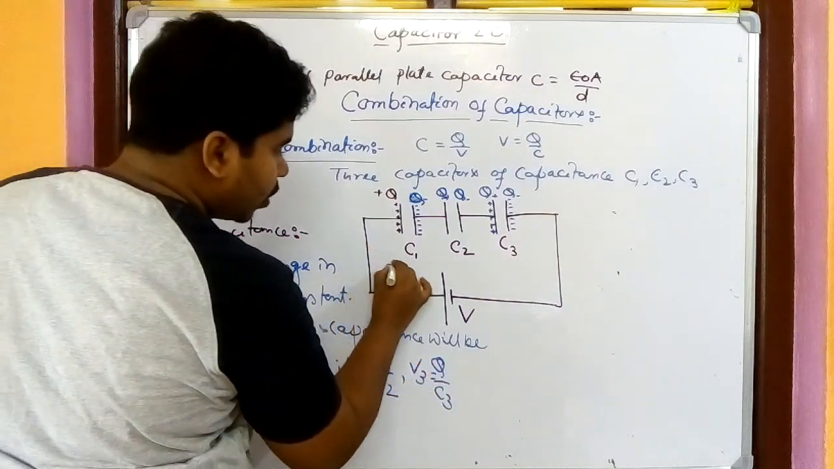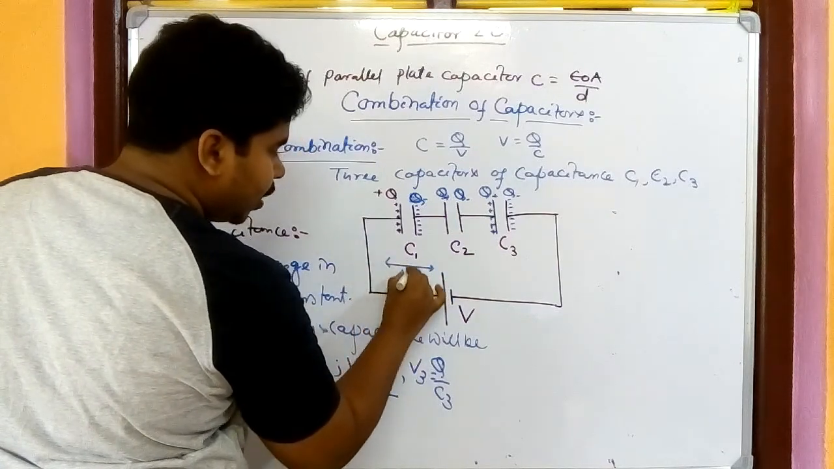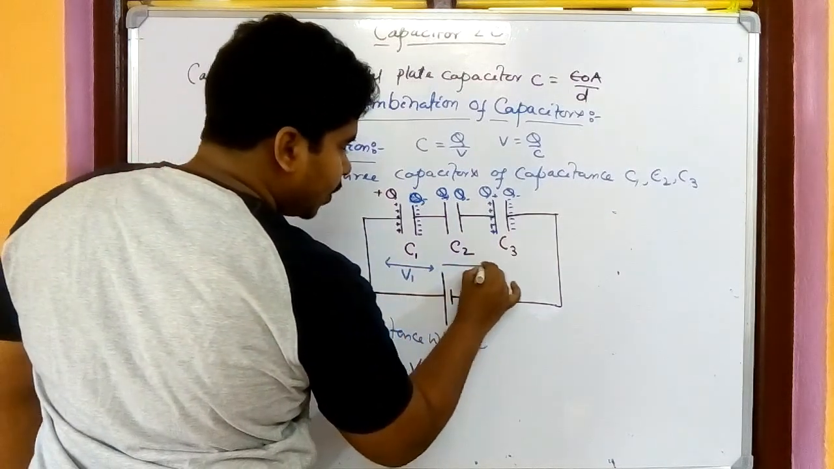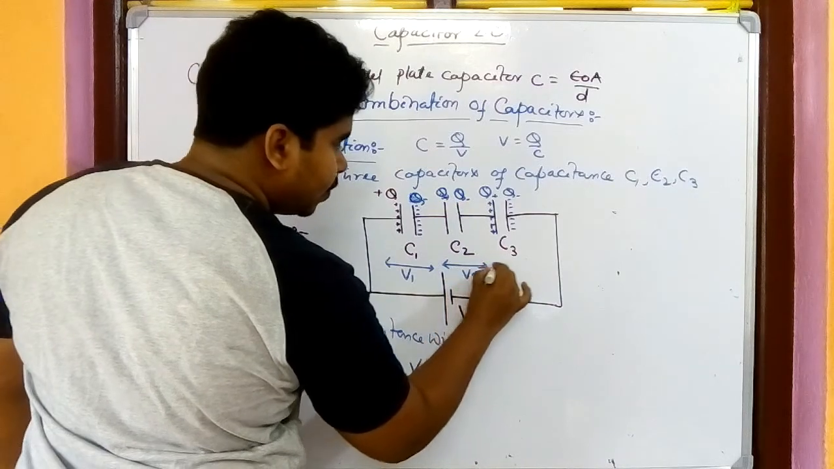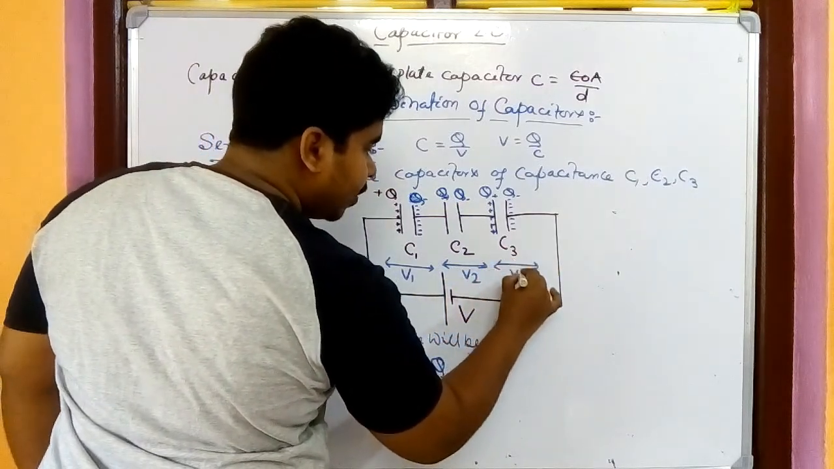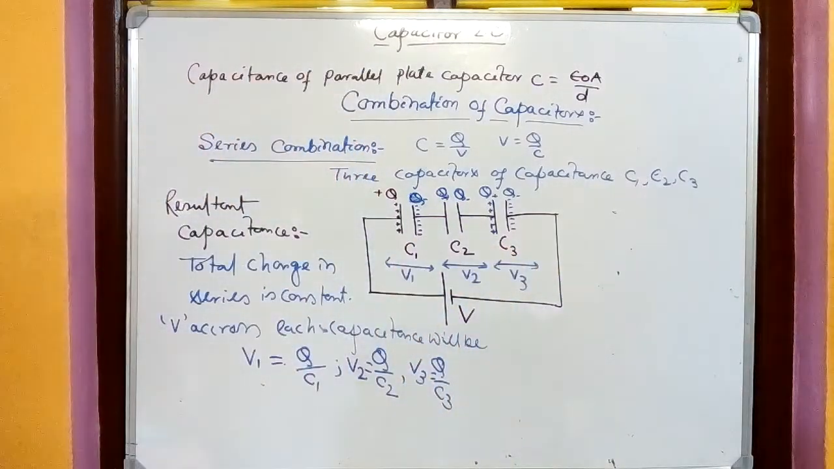So across each capacitor, here it is V1, here it is V2, and here it is V3, exactly like resistances. In resistances, you remember the total potential is not constant across a series combination. We have learned that it is not constant.